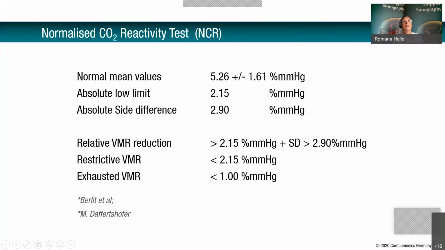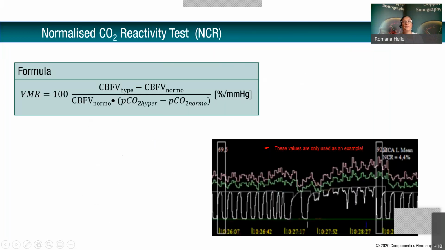And then you get, therefore, the normal values as described by Berlit and Daffertshofer. So in this case, you can see that you get different values. Normalized CO2 testing is given with this formula inside of the QL software, and you select only normal value, normal breathing, and steady state, and then you press the right button.